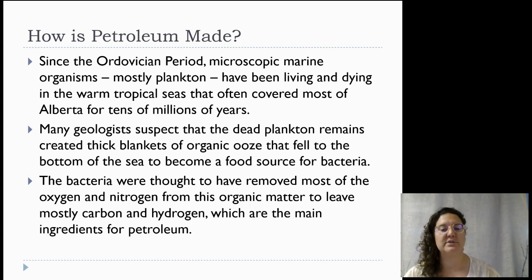Once the bacteria were consuming this organic ooze, they ended up removing most of the oxygen and nitrogen from this matter for their life processes of synthesis and left the carbon and hydrogen behind. And carbon and hydrogen are the main ingredients for petroleum.